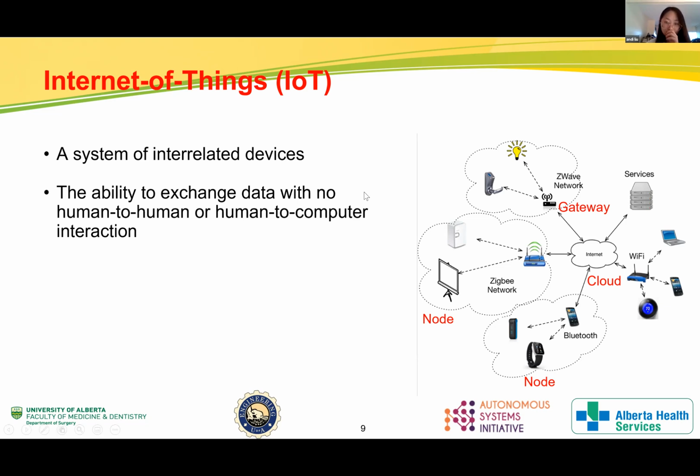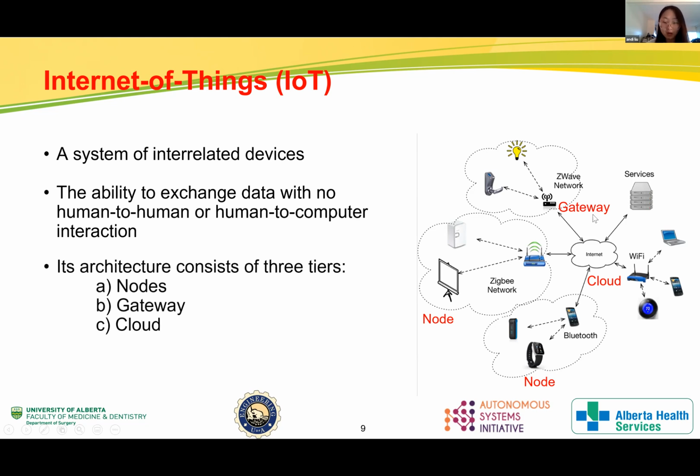And as you can see in the figure, its architecture mainly consists of 3 tiers: the nodes, the gateway, and the cloud. Multiple wireless communication protocols can be used to transmit data from the node to the gateway. The nodes are usually embedded with sensors that are responsible for collecting data, and the gateway is used to link the node and the cloud, where all the data will be stored for further analysis.